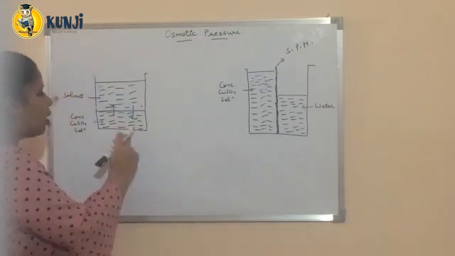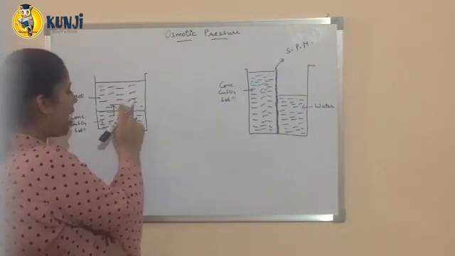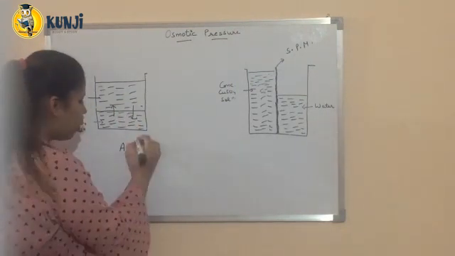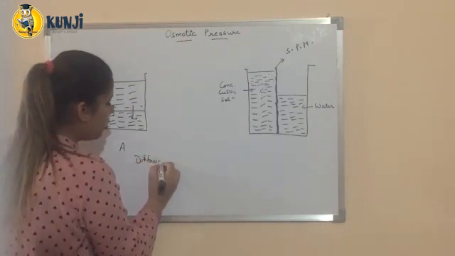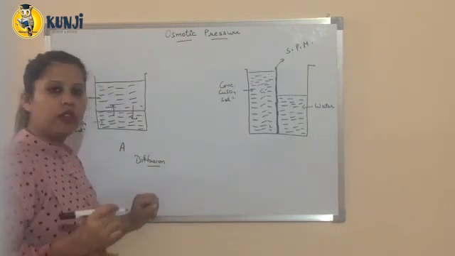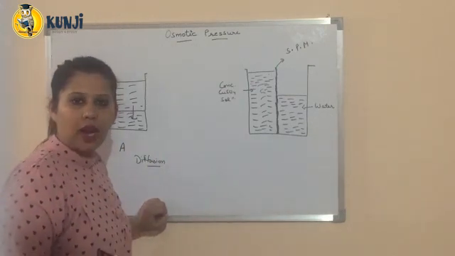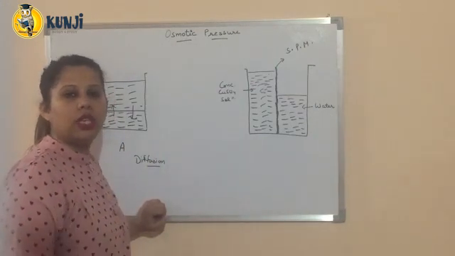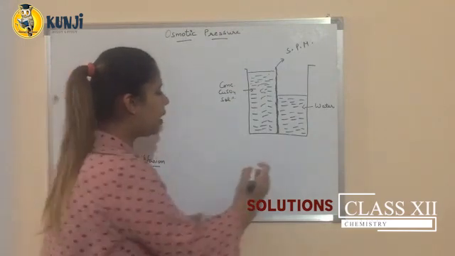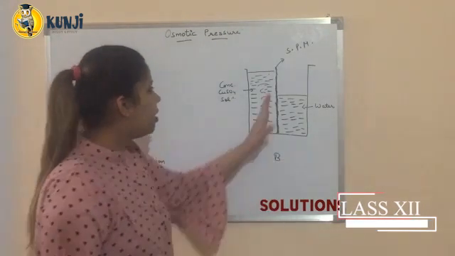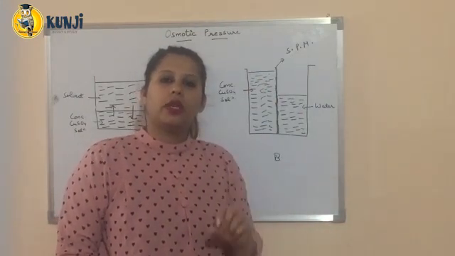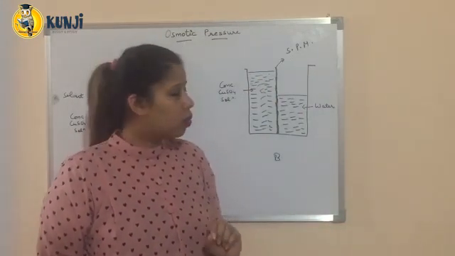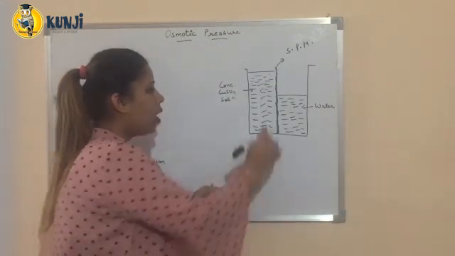It means there was a net movement of solute as well as solvent, which is defined as diffusion. Diffusion means the net movement of solute as well as solvent particles to form a homogeneous mixture. In beaker B, I have taken a semi-permeable membrane which allows only the movement of solvent, not the solute. So what will happen now?